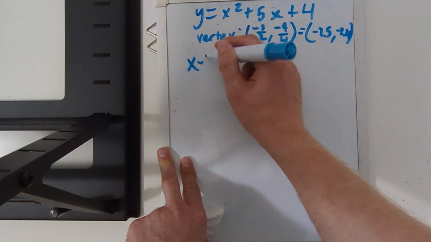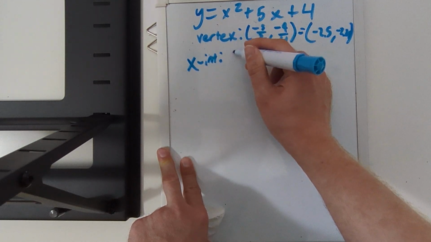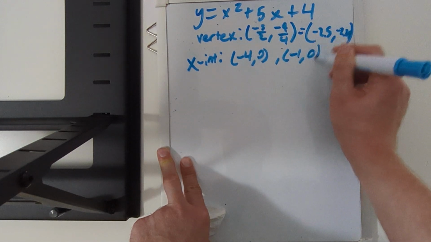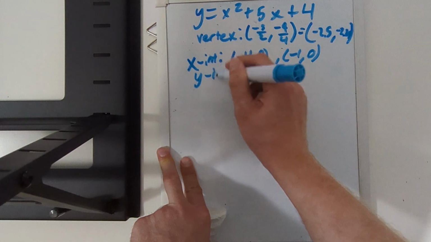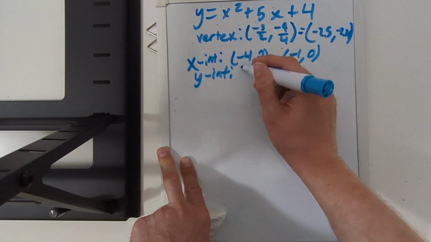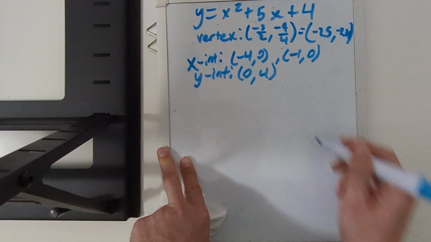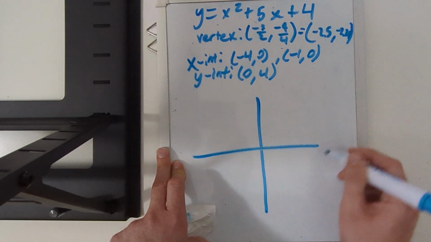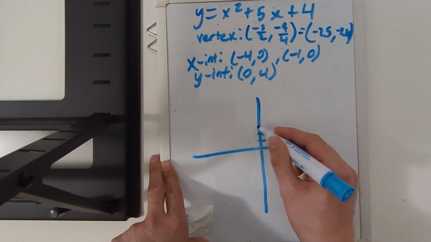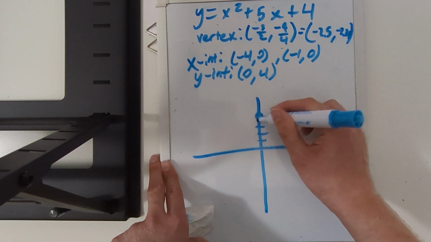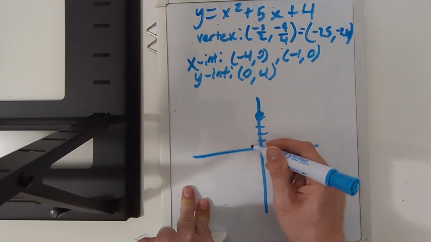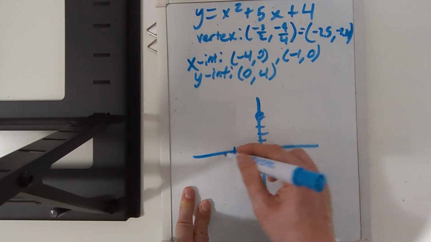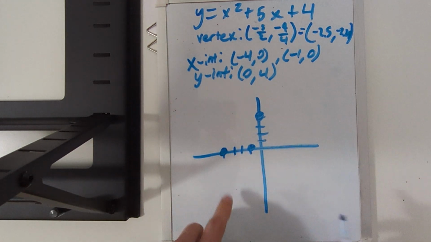The x-intercepts are located at negative 4, 0, and negative 1, 0. And then finally, the y-intercept is at 0, 4. So we're going to take all these points and put them on the graph. So I have my y-intercept at 0, 4. I have one x-intercept at -1. I have another x-intercept at -4.